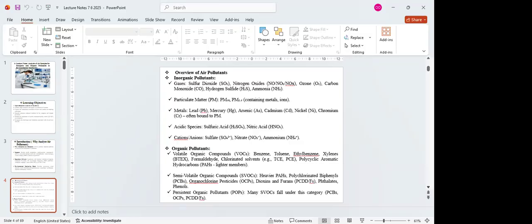Now we have the chlorinated solvents such as the TCEs and PCEs. And of course, we have the polycyclic aromatic hydrocarbons, the PAHs. There are others that are semi-volatile, known as SVOCs. These are heavier PAHs, polychlorinated biphenyls, that is PCBs, organochlorine pesticides, OCPs, dioxins, and furans. Then we have the phthalates and the phenols.